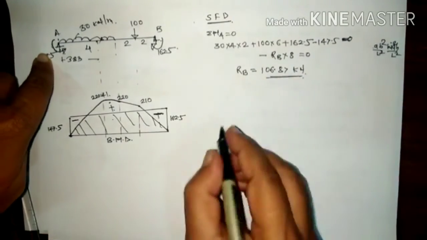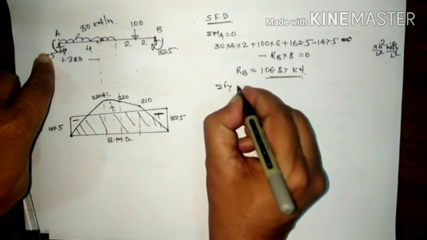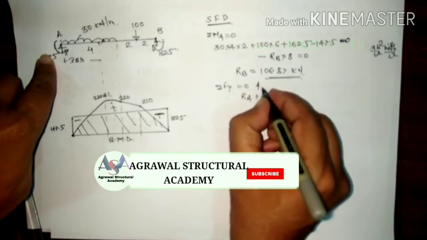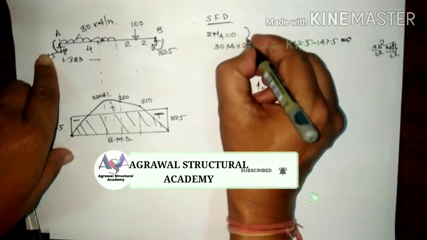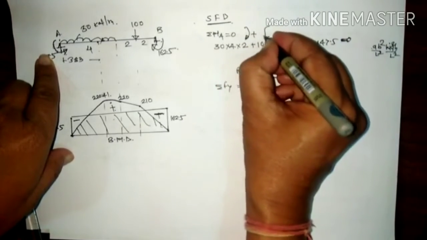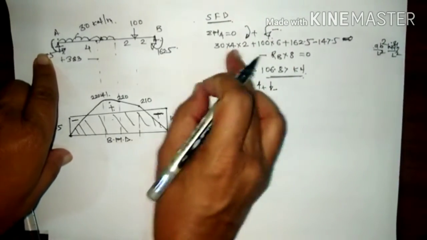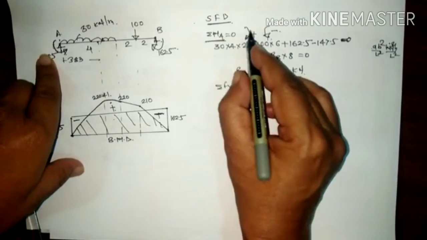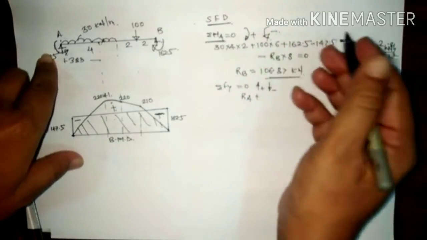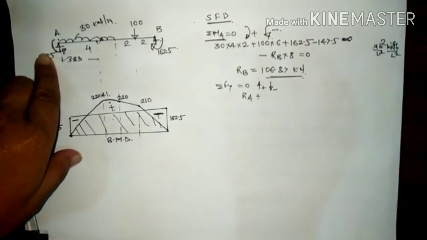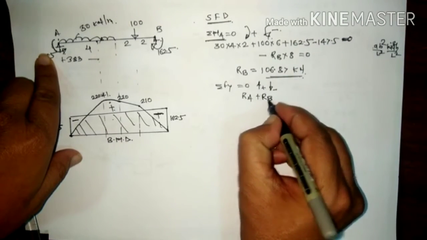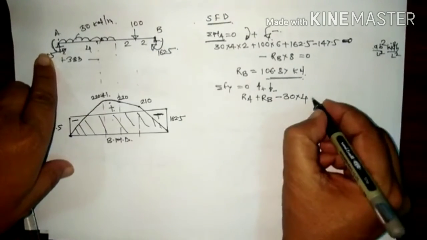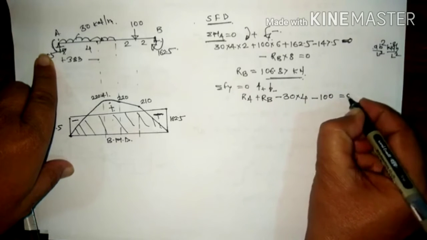Okay. Again, if you apply here sigma Fy equal to 0, then again Ra upward plus, here by assuming that upward is plus, downward is minus. Here clockwise plus and anti-clockwise minus. That is why this is a plus and this is minus. In case of the moments, consider clockwise positive and anti-clockwise negative. And in case of bending moment, sagging is positive and hogging is negative. So Ra plus Rb minus this 30 into 4. 30 into 4 is a force. Then minus 100 is equal to 0.